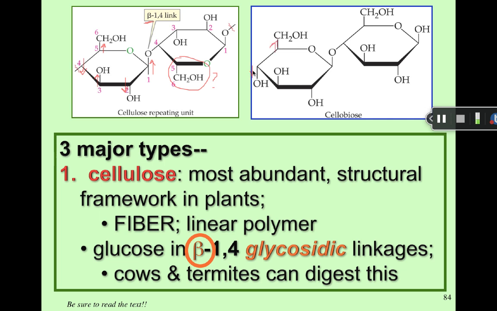So up, down, and the last one up being beta. And then the second sugar has up, down, and up. Oh, but this is just a disaccharide. So this is a disaccharide that comes from cellulose because it's got the same linkage as cellulose, beta-1,4, between two glucose units. So there is a disaccharide that you don't need to know, but it's simply a fragment from cellulose.